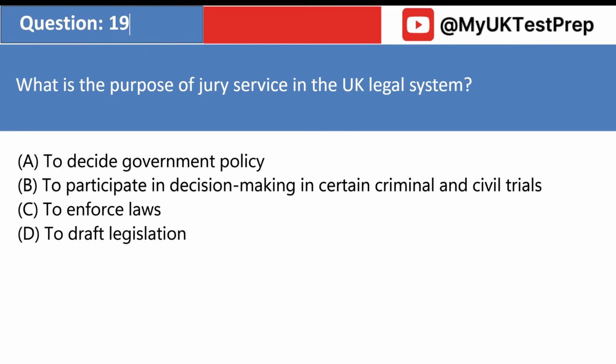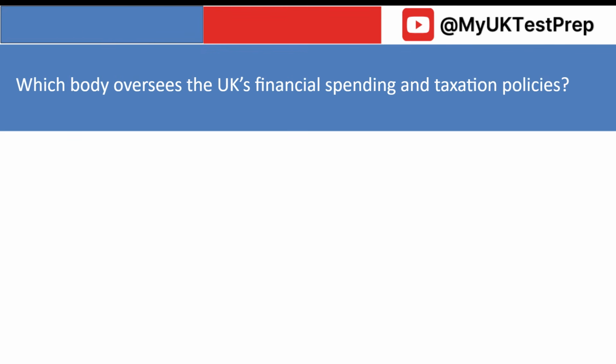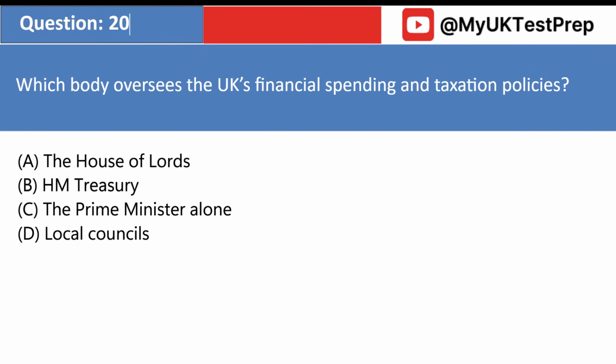What is the purpose of jury service in the UK legal system? A. To decide government policy. B. To participate in decision-making in certain criminal and civil trials. C. To enforce laws. D. To draft legislation. Answer B. Jury service allows citizens to participate in the justice system by evaluating evidence and delivering impartial verdicts, ensuring public involvement in legal decisions.